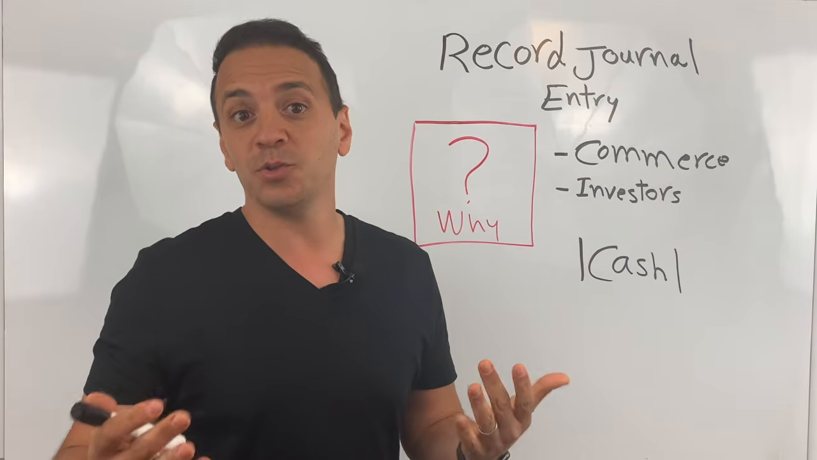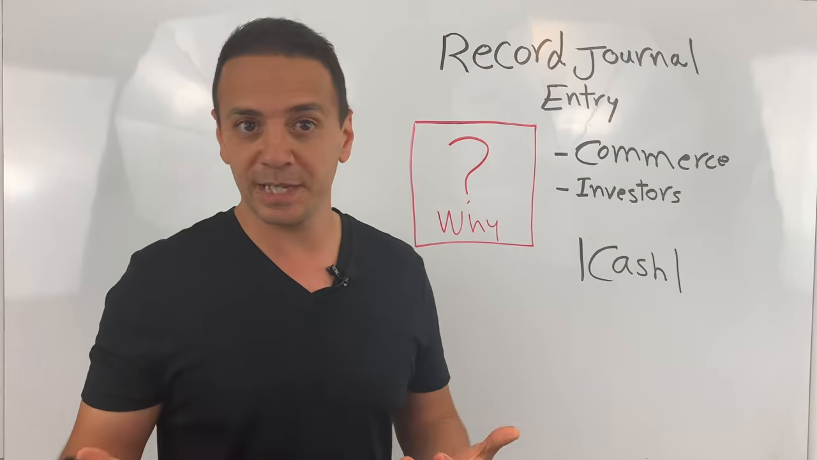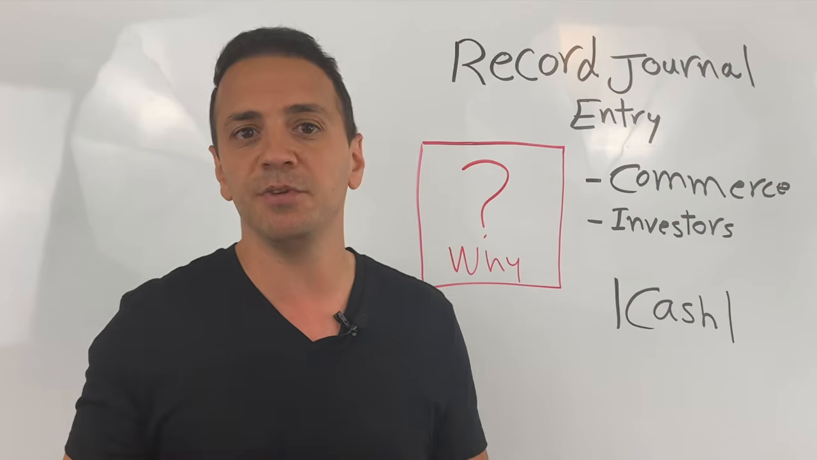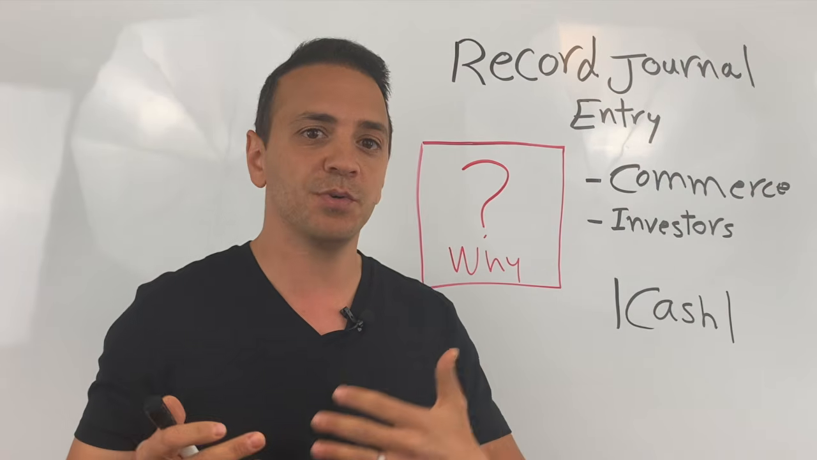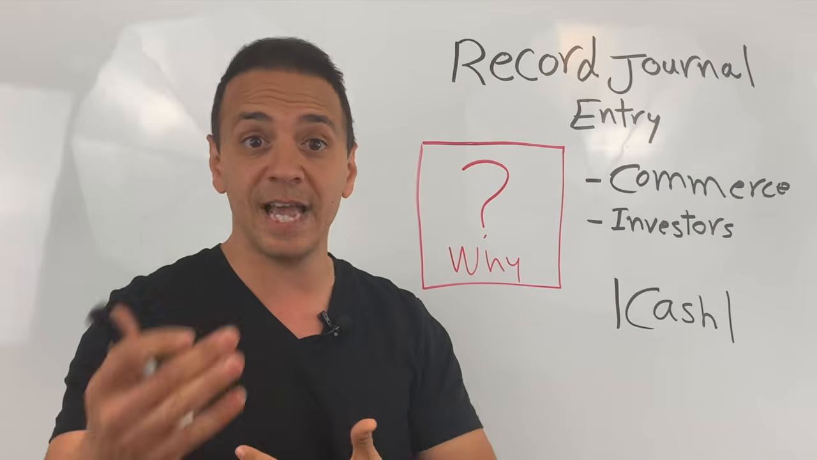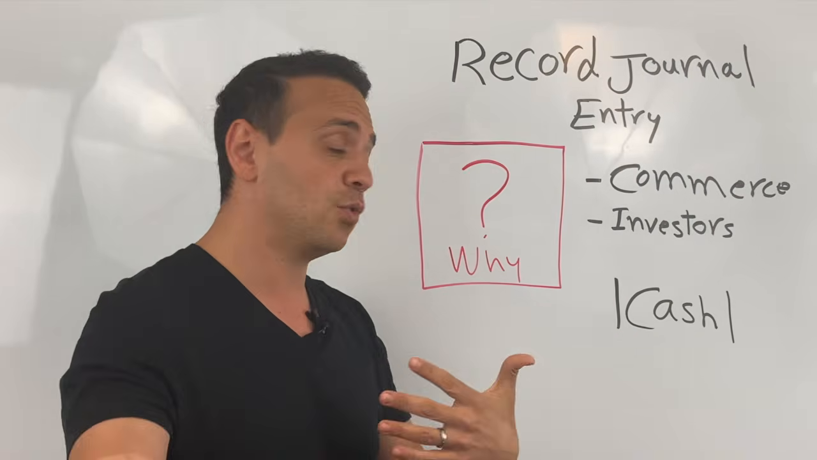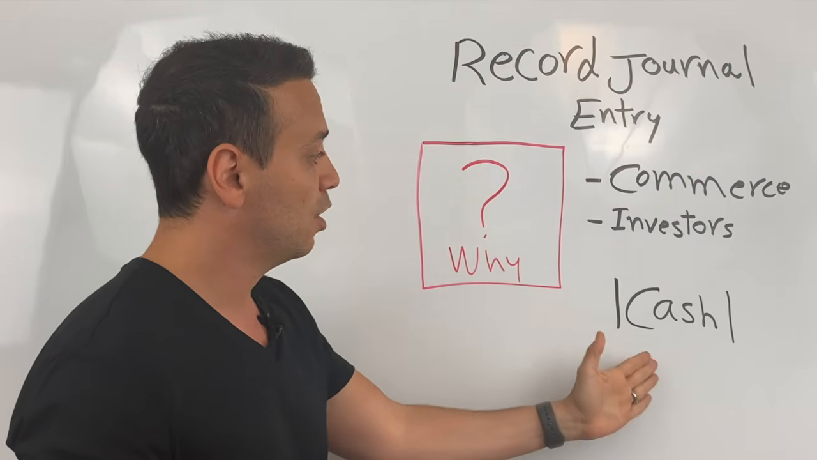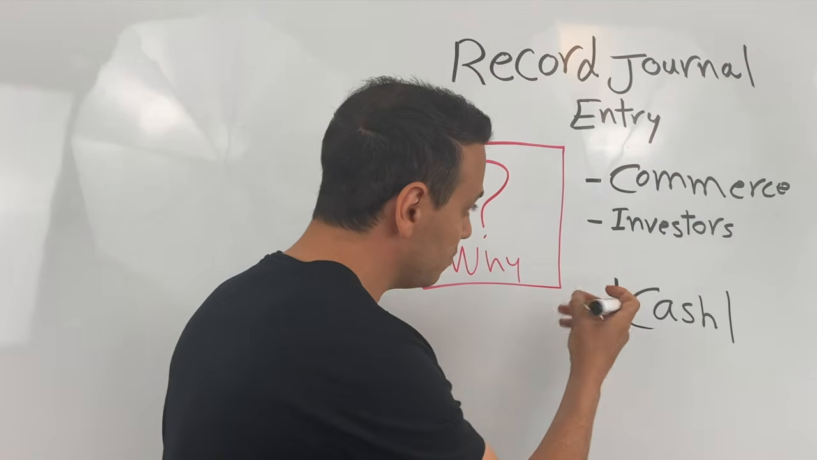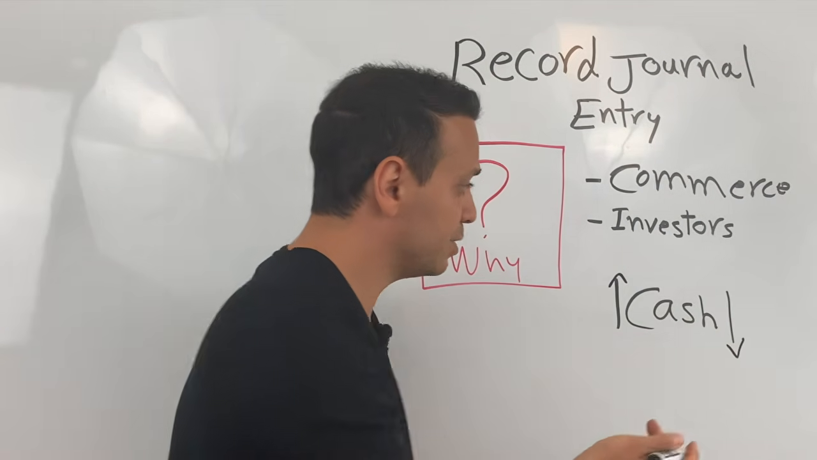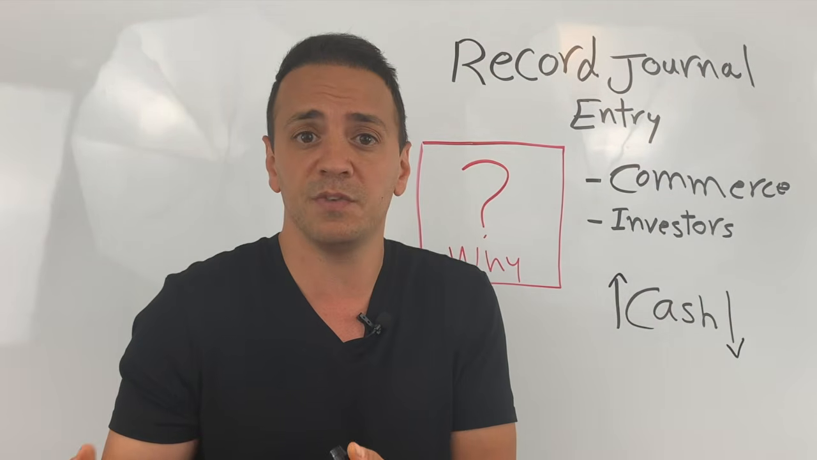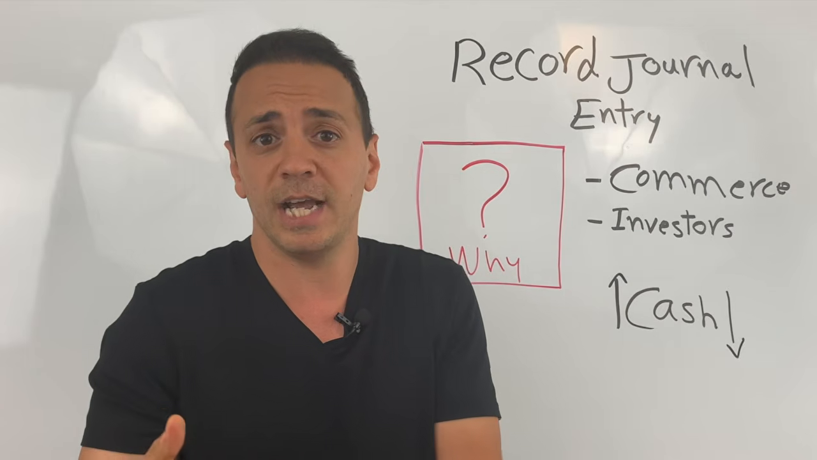So first, let's look into why we need journal entries in the first place, because we didn't always have them. Before the 15th century, people recorded business transactions in terms of cash. So in the past, before we invented debits and credits, cash went up and cash went down, and that was really the only way to look at the performance of a business: looking at how much cash it has.